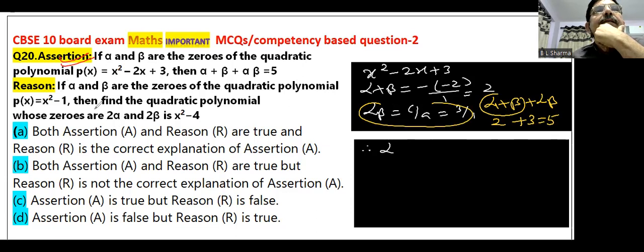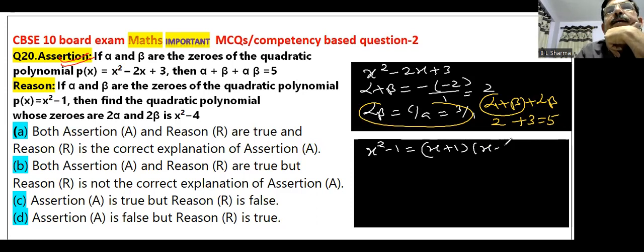And then second, alpha and beta are the zeros of the quadratic polynomial x square minus 1. तो पहले alpha beta find out करेंगे. देखिए इसका factorize कर लेते हैं. x square minus 1 can be written as x plus 1 into x minus 1. दोनों factors को zero के equal put करेंगे तो देखिए इसके zeros होंगे -1 और +1. So alpha 1 लेंगे और beta -1 ले सकते हैं.